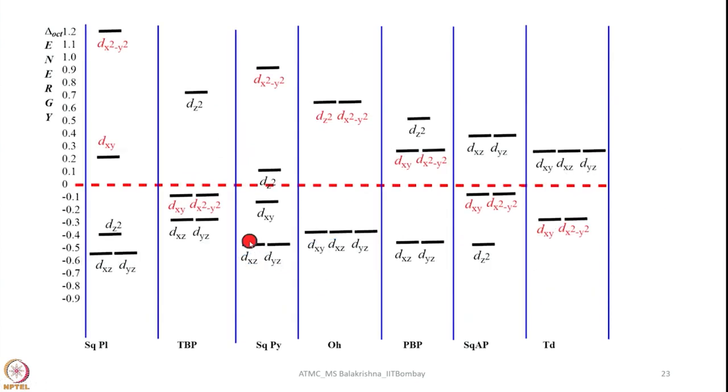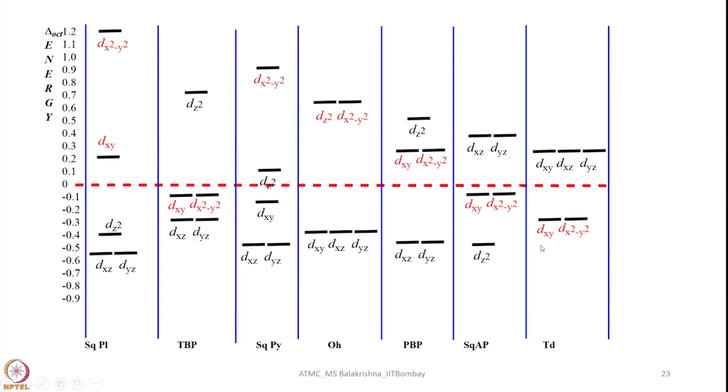Again, I have listed here the relative energy of various d orbitals with respect to the corresponding ligand field. I have shown here what exactly I wrote in the previous one, and this is written in a different format here. And here I have included square planar, trigonal bipyramidal, square pyramidal, octahedral, and also pentagonal bipyramidal, and here square antiprism, and here this is tetrahedral.